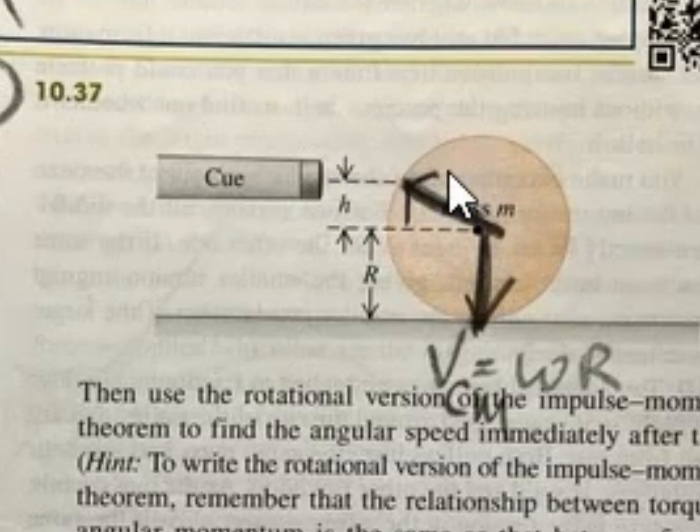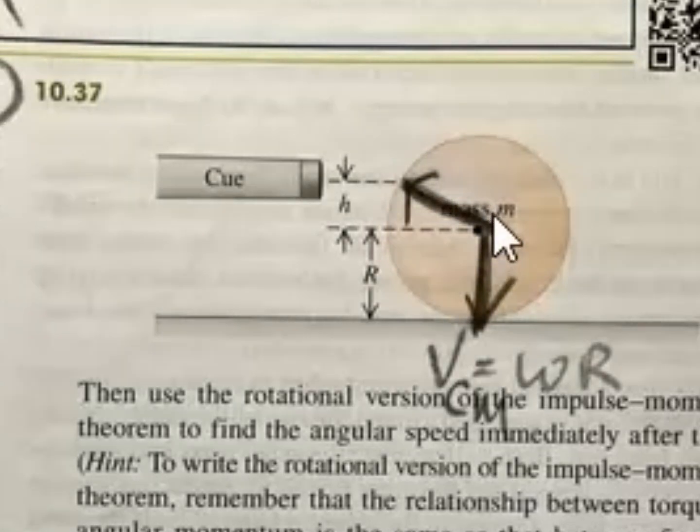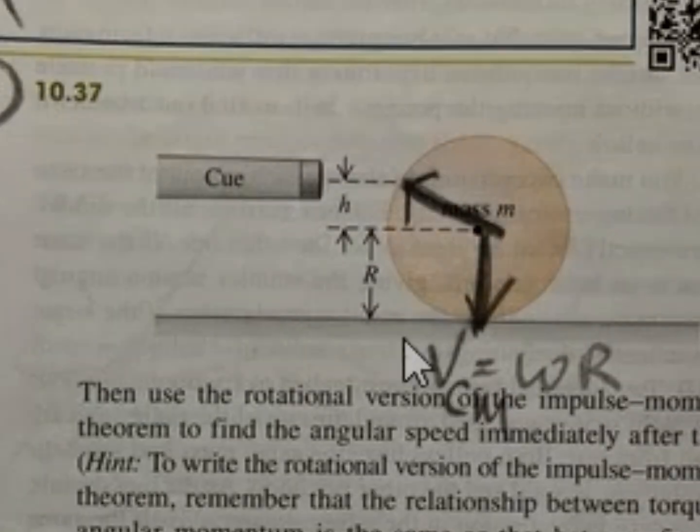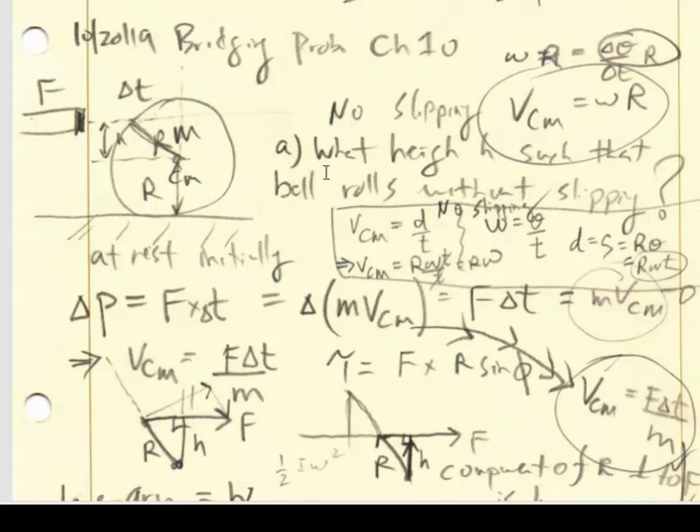the billiard ball. So that is how high from the center of mass the cue stick would need to hit such that the billiard ball would roll without slipping. So that's part A of this problem. So what height h such that the ball rolls without slipping?